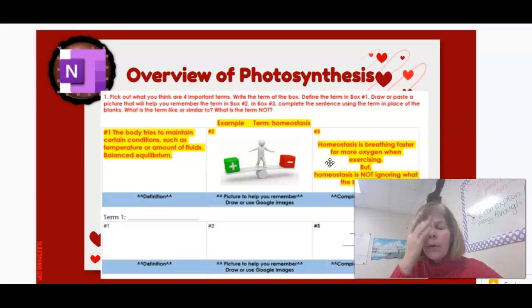Okay? So that's what you do in your notebook. You write the term, definition, best practices is to put it in your own words, pick a graphic and copy it or draw it, and then complete the sentence, blank is, but blank is not. And you're going to do 4 of those unless you have the accommodation for 25% less, and then you will pick 3 key terms to do that. And so that's in your notebook.